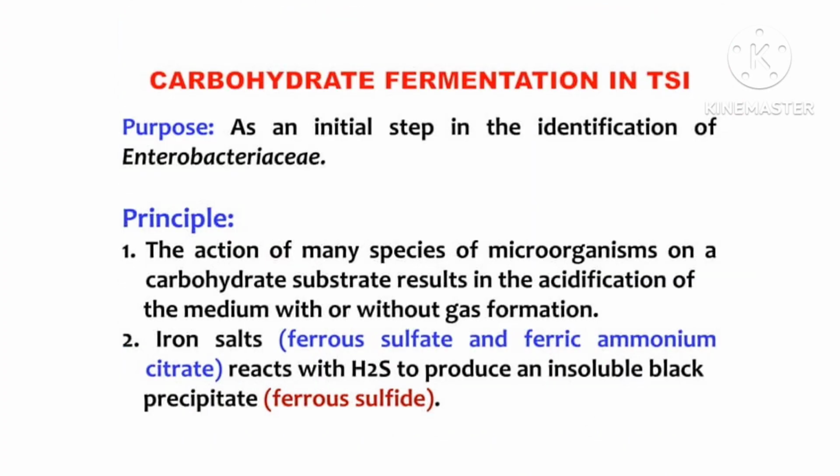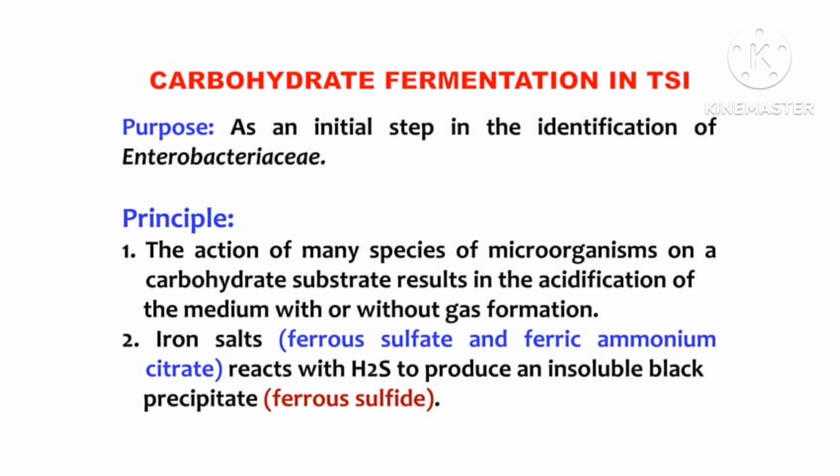Next is the carbohydrate fermentation in triple sugar iron agar, or TSI agar. This is the initial step in the identification of any Enterobacteriaceae, that is, the fermenter we have identified by using the OF test, and then we are seeing whether it is a carbohydrate fermenter in TSI. So the principle is the action of many species of microorganism on a carbohydrate substrate results in the acidification of the medium with or without gas production.